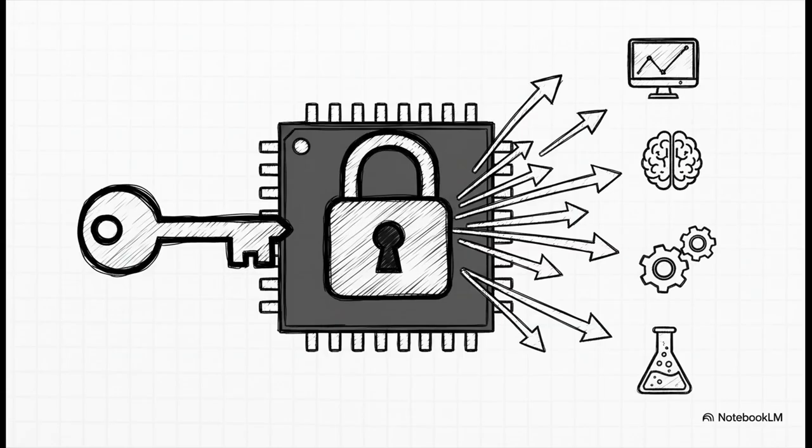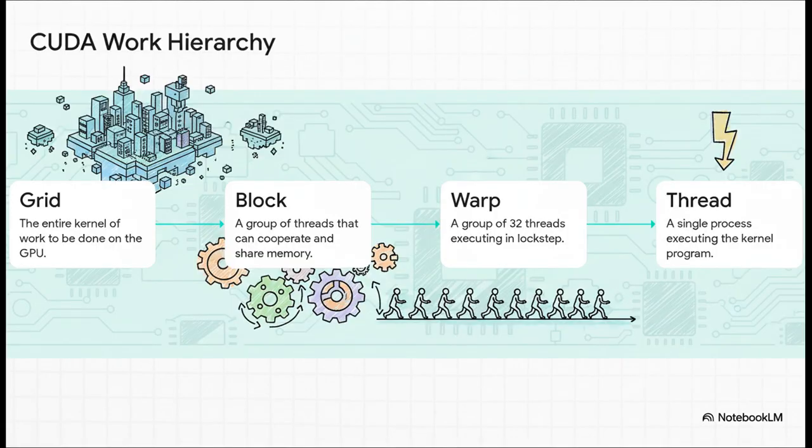You can think of it as a special programming language, a translator that lets developers command the GPU's thousands of cores directly. Suddenly, the GPU wasn't just for graphics anymore. It was a supercomputer that you could have on your desk. So how do you actually manage this army?